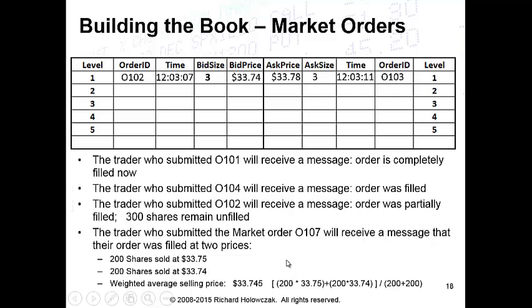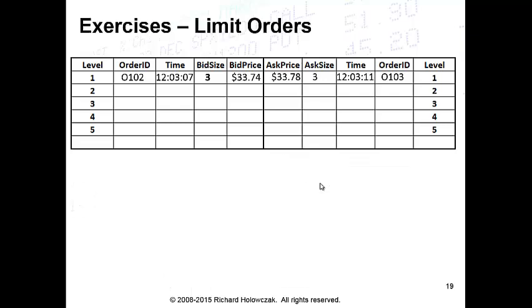The same logic works if the market order were a buying order. So again, the lesson here is that limit orders are going to provide liquidity. They build up the book, and when market orders come to the book, they're actually going to take away liquidity. They're going to take away those shares.